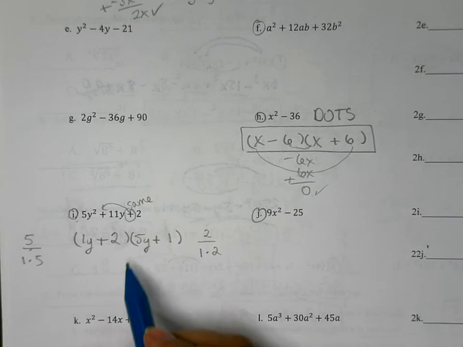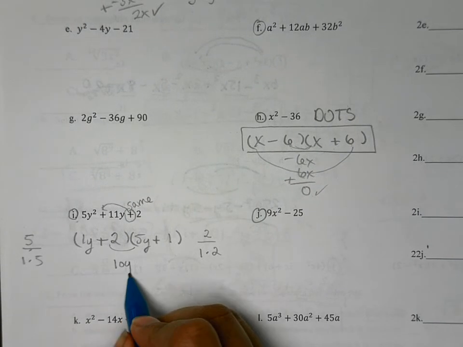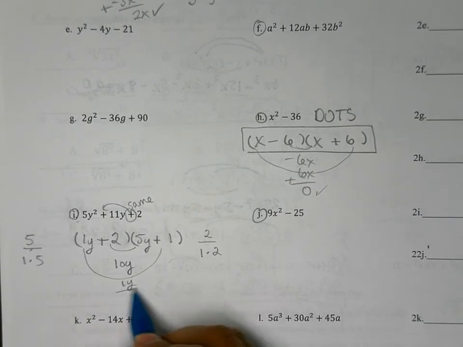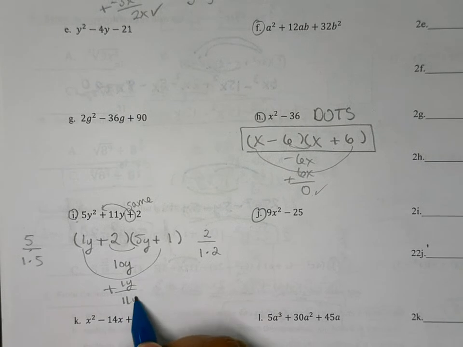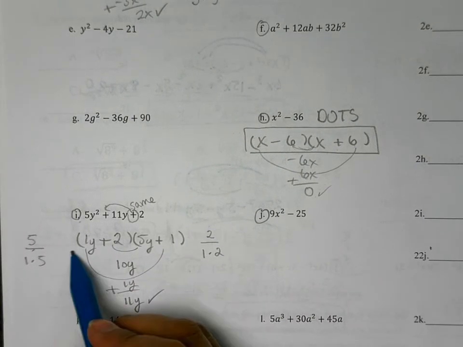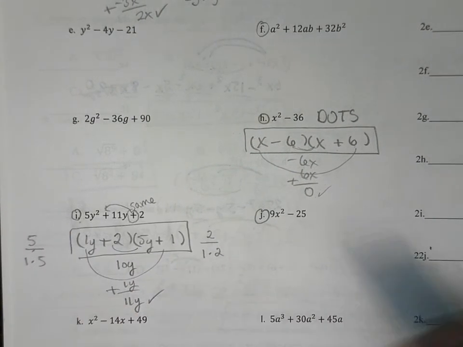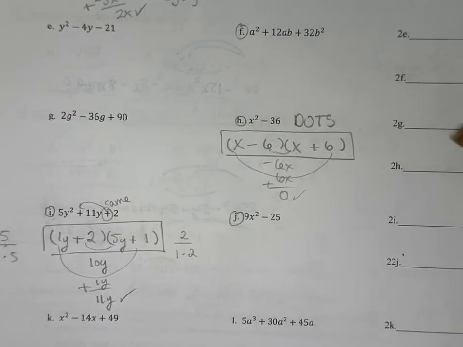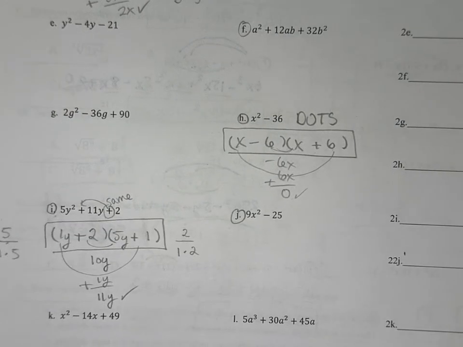Okay, please stop. All right. Some of you guys already figured it out. What is it? 2, 1. Check it. 10y in the middle, 1y outside. What does that add up to? Is that the middle? Yes.